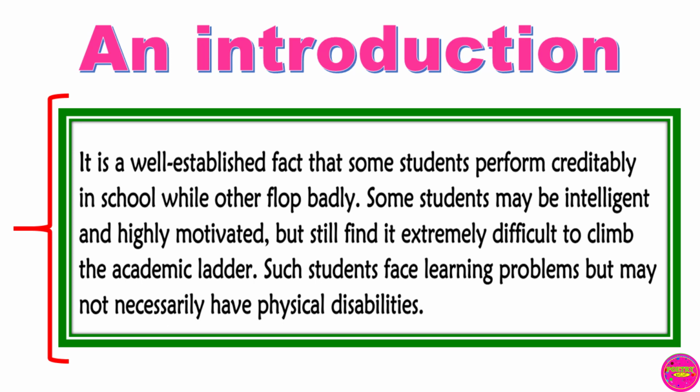Here again, the author has made a broad general statement about academics and what aspect of academics he is concerned about: student performance. He informs us that some students perform very well, others do not perform very well. Some may be motivated and highly intelligent but still perform badly. So he narrows down to tell us that they might not necessarily have physical disabilities. So what this simply means is that this passage is going to be about learning disabilities and not physical disabilities.